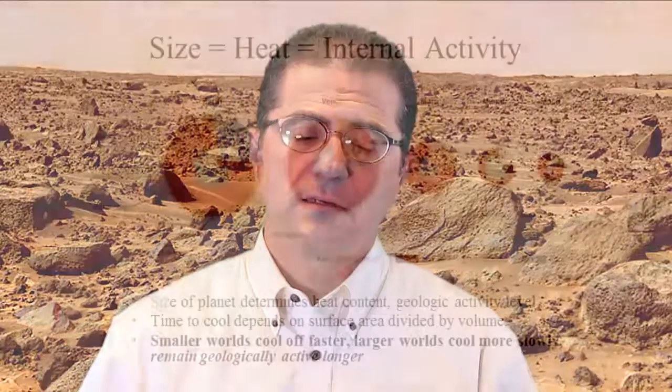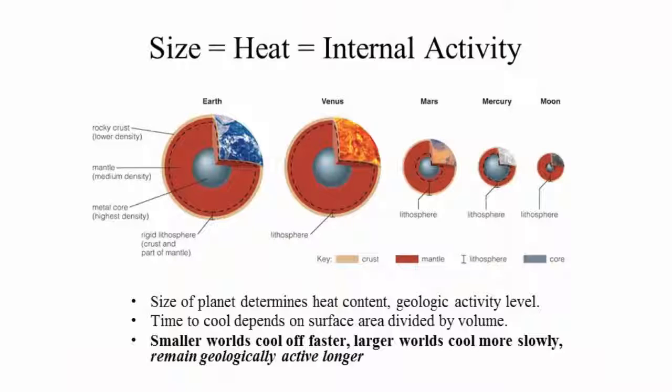Interestingly, the size of the planet has a great effect on the amount of heat and how long the planet will retain that heat. You can see in our diagram here we're comparing Earth and Venus and Mars and Mercury and the Moon. Earth and Venus, being quite large, generate the most heat and are able to hold on to that heat for longer periods of time, and as a result they remain geologically active for much longer.